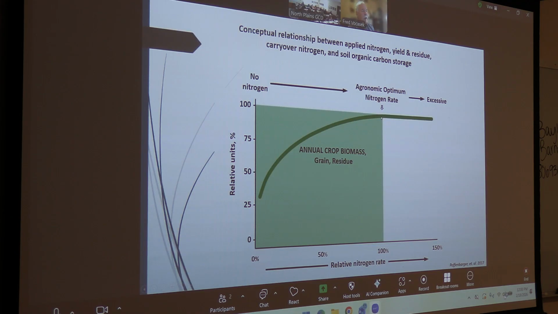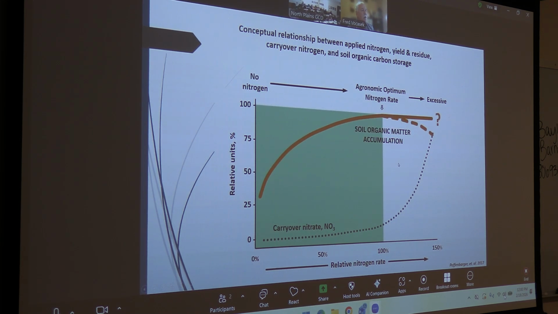And at the optimum rate, if we applied nitrogen beyond that, we really did not increase the yield. In fact, we can get excessive. So here's what happened to the crop biomass. It increased, then leveled off. Carryover nitrate, once we got past that optimum rate, started to increase. So we had a lot of carryover nitrate here.